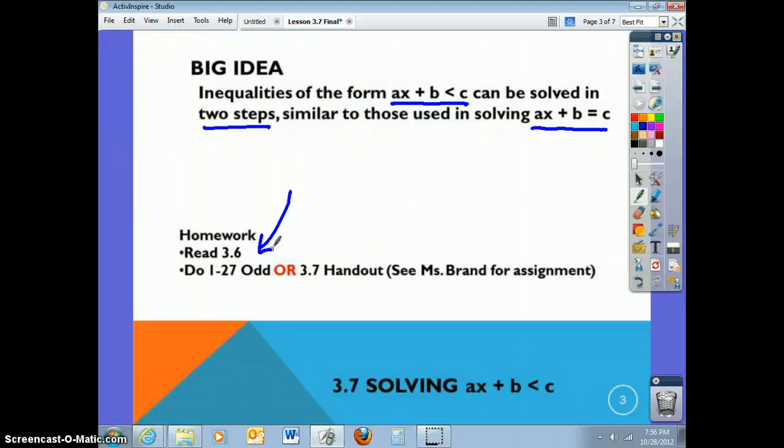After you've had the video and read the text, we're going to do practice work in class, and it's going to be one of these 2 things depending on what I assign to you. But that will occur in class.